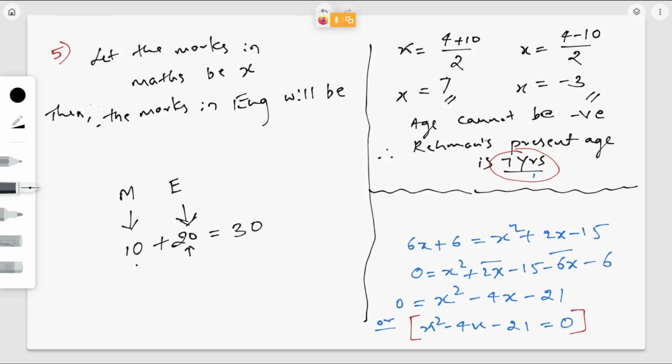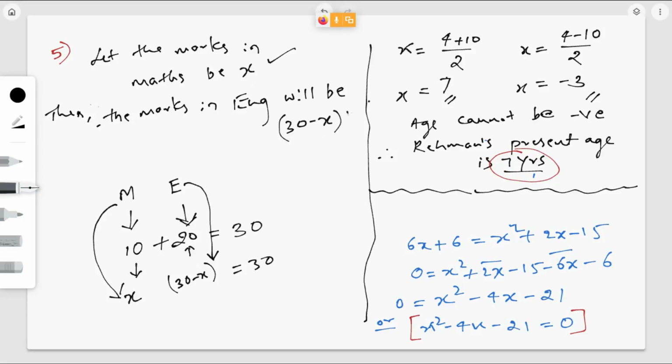So similarly, if you take marks scored in maths as x, and the total is 30, then here it will be 30 minus x, right? You got this one, right? If her marks are x in maths and the total marks is 30, then her marks in English will be 30 minus x. If you take this one as x, here you will get 30 minus x. Okay. Next.